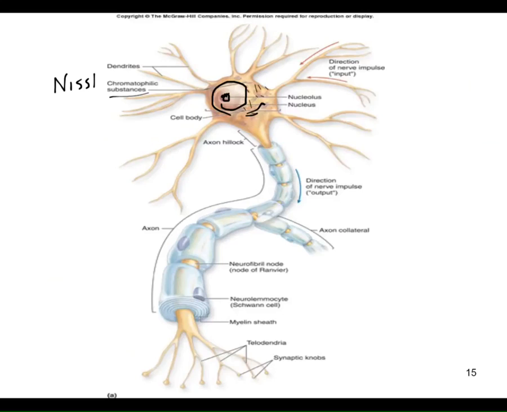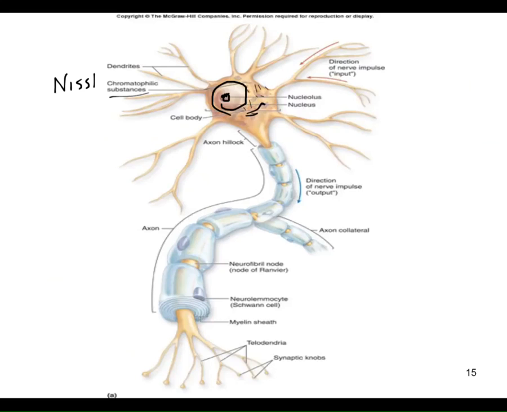Break that word down for me. Philic. An affinity for or love for, right? And chromo. Color. So when you're staining these neurons with stains, these dots took up dye. They took up color. Chromatophilic substances. Nissl called them after him. Other books call them chromatophilic substances. We now know that those chromatophilic substances or those Nissl bodies are clumps of ribosomes and rough ER. So much protein being made that you can see it under the light microscope.